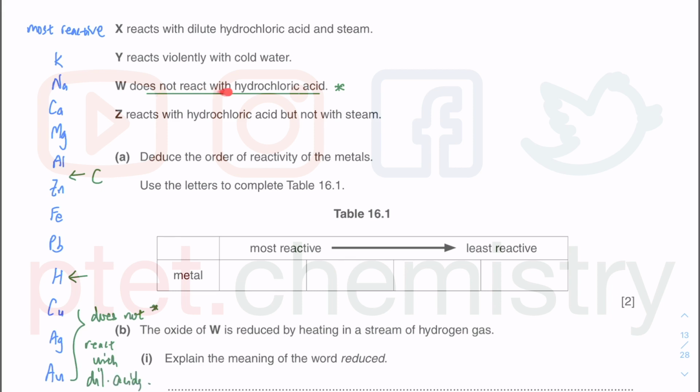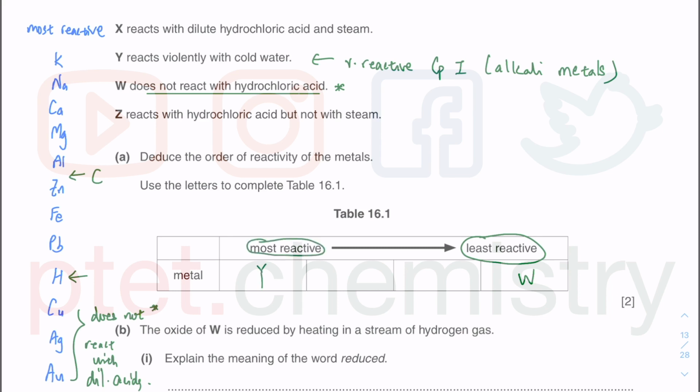So the fact that W does not react with HCl means W is the least reactive metal. Whereas the most reactive metal, you don't need H+, you don't need acid, they can only react with cold water. That is your very, very reactive group 1 metal, not alkali earth, but alkali metals. They are very reactive with water. Without needing acid, they can only react with water to give you metal hydroxide, which is alkaline in solution. So Y is going to be the most reactive metal.